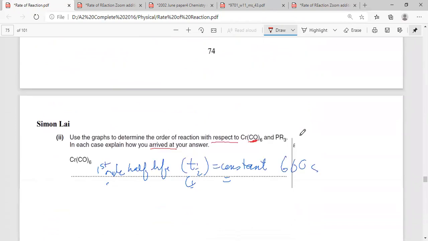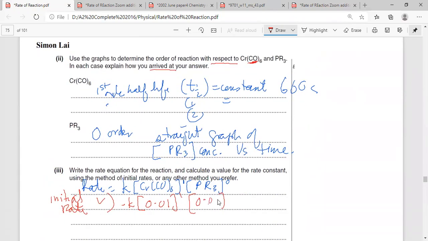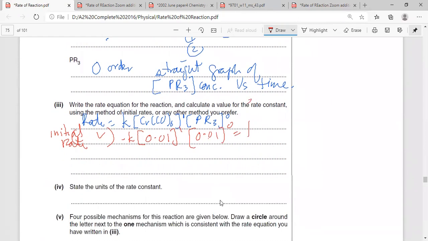Doesn't matter. Okay, 0.01. Why doesn't it matter? Because the power is 0 here, so it becomes 1, isn't it? So for K, this here doesn't matter, because it's 1. So what is K equal to? K equals the rate over the concentration of this one here. So this one doesn't come in.